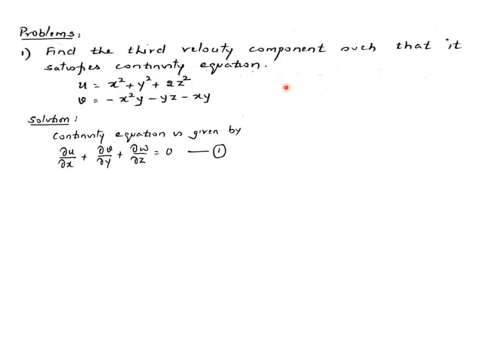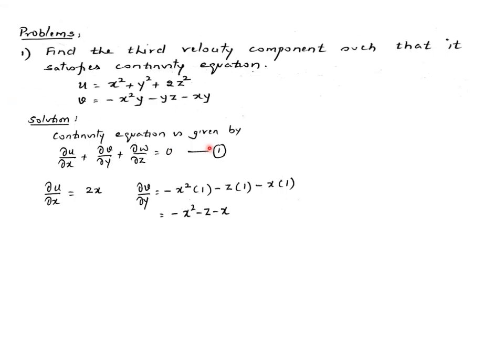Take u and differentiate with respect to x. The differentiation of x square is 2x, y square will be 0, and 2z square will be 0. Similarly, take v and differentiate with respect to y. Minus x square is a constant, so the differentiation of minus x square y is minus x square. Similarly, minus z is a constant, so the differentiation of minus yz is minus z. Similarly, minus x is a constant, so the differentiation of minus xy is minus x. So that is what is written. Now substitute dou u by dou x and dou v by dou y in equation 1.